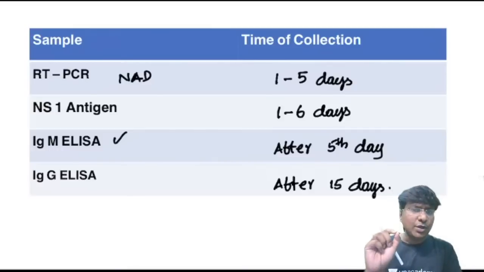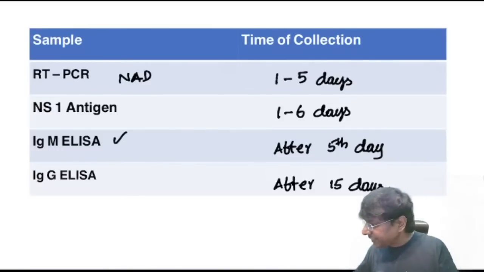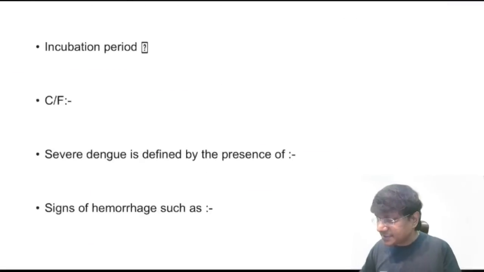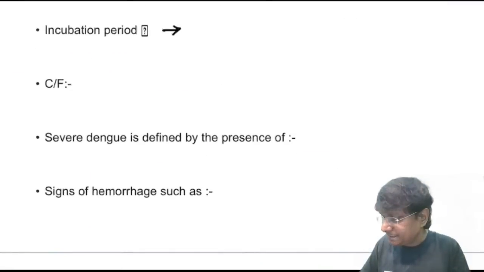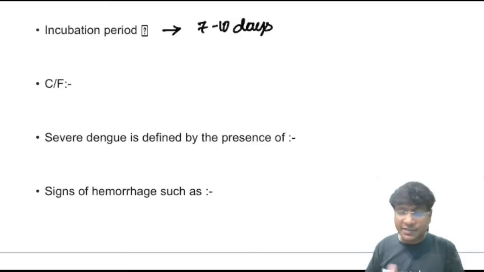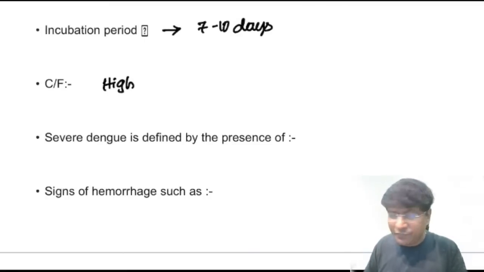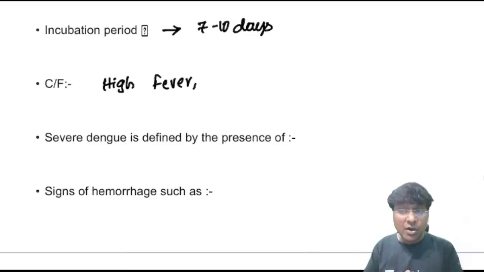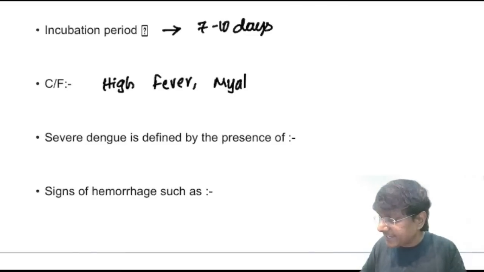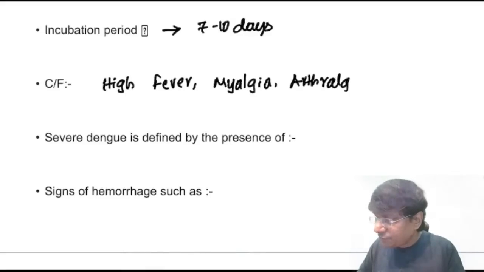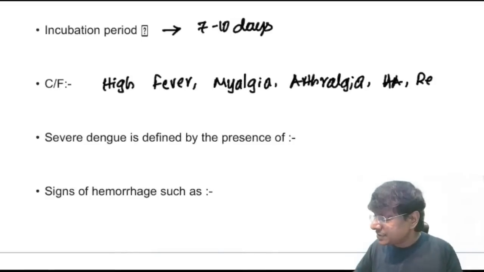And to quickly tell you some points about dengue. What is the incubation period for dengue? The incubation period is 7 to 10 days. What will be the clinical features in these patients? They will have a very high grade fever associated with chills and rigors. Along with that, they will have myalgia, severe muscle pain, arthralgia, and headache. A very important point is retroorbital pain.